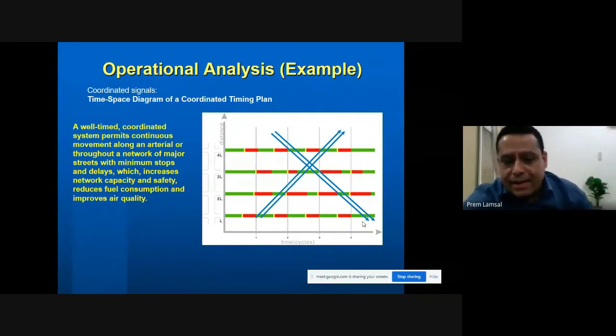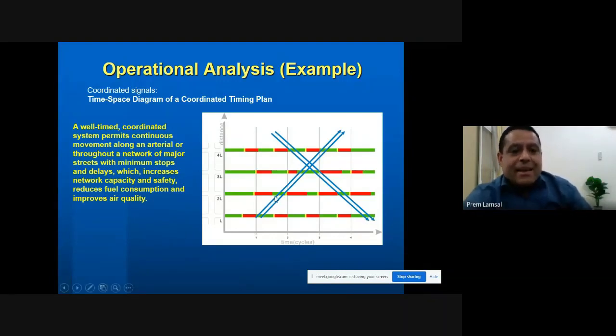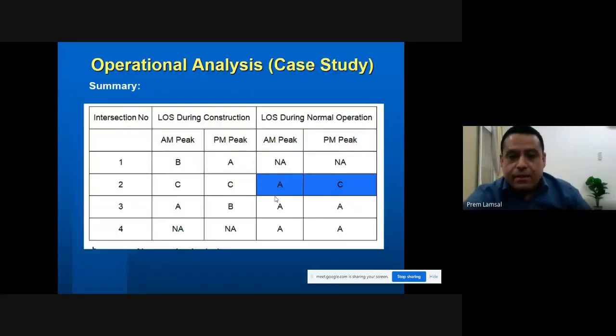For example, in Nepal's context, it's very good if we can have coordinated signals all around the ring road. If all the major intersections on the ring road can communicate with each other and be coordinated, there will be lots of benefits. For example, they will increase the network capacity, increase safety, reduce fuel consumption and improve the air quality. There are lots of benefits of coordinated systems.